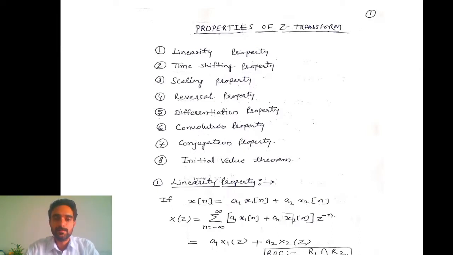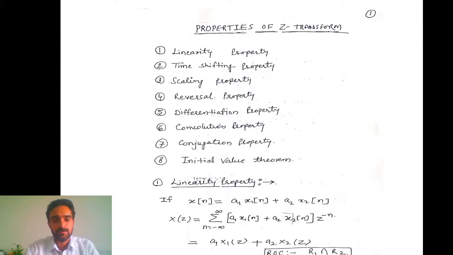So there are some properties. First is linearity property, second is time shifting property, then scaling property, reversal property, differentiation property, convolution property, and conjugate property, and last is initial value theorem. So first of all, we are taking the first property, linearity property.